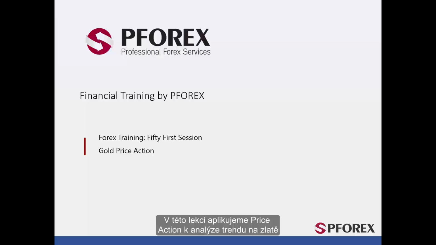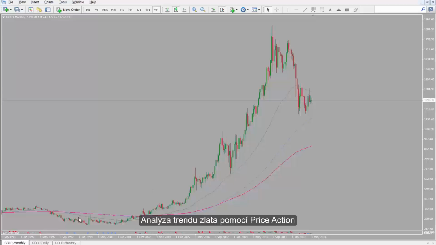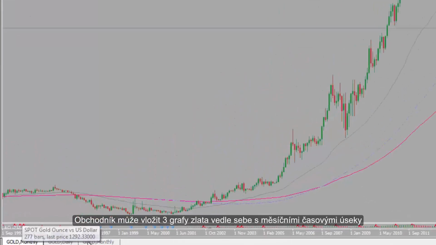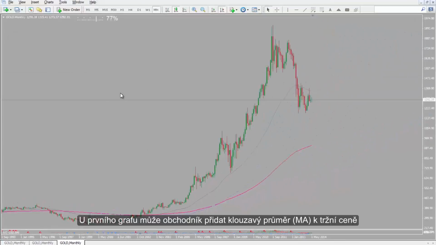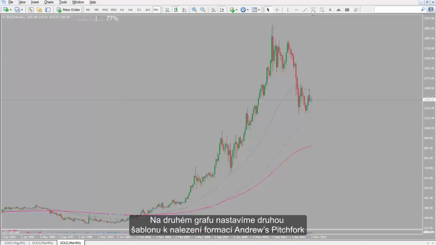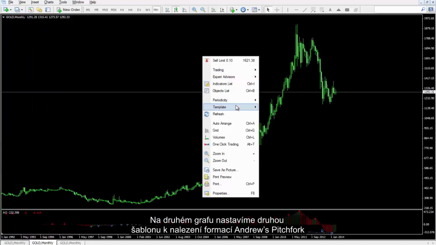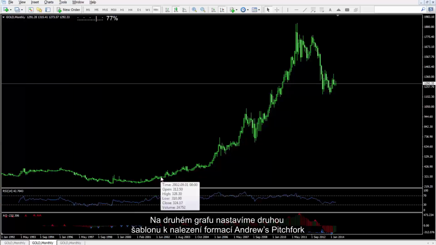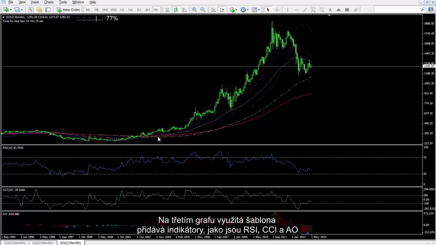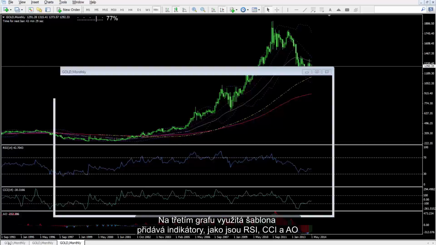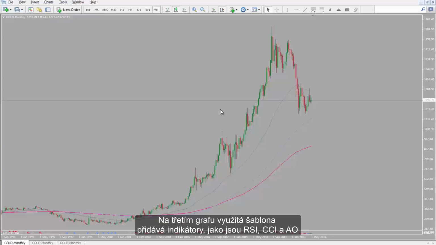In this session, gold trend analysis on the basis of price action will be studied. Gold trend analysis by price action. A trader can place 3 charts of gold next to each other with a monthly time frame. On the first chart, a trader can attach a moving average to the market price. On the second chart, a second template can be applied so that it is set to detect Andrew's pitchfork patterns. On the third chart, a third template is utilized that includes indicators such as RSI, CCI and AO.